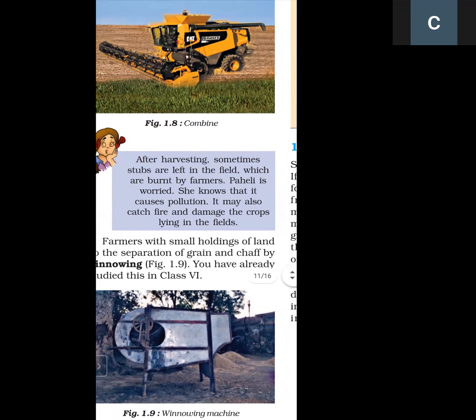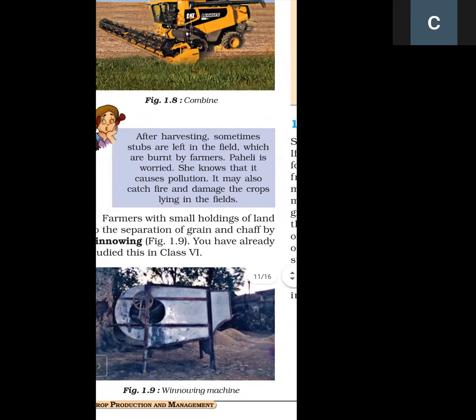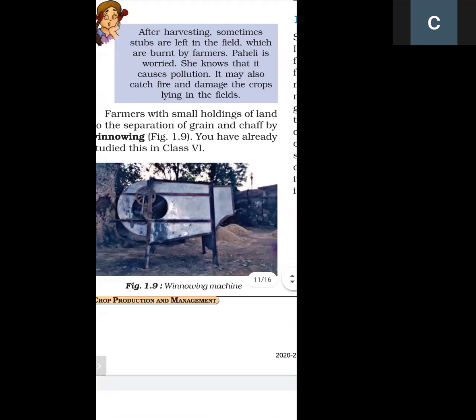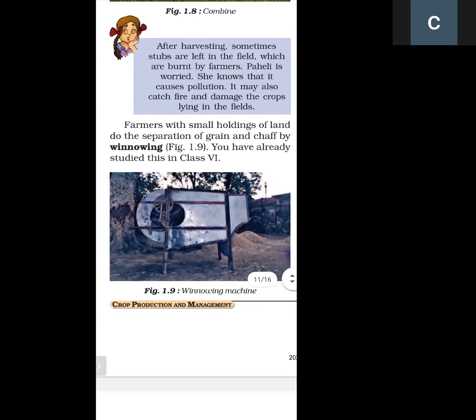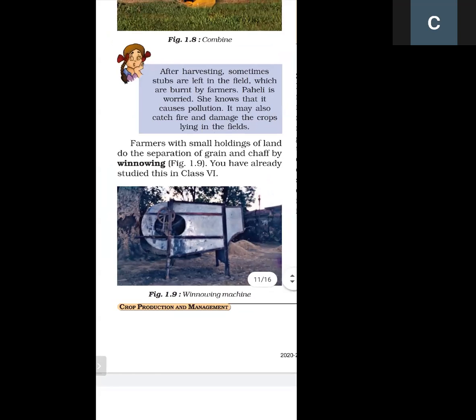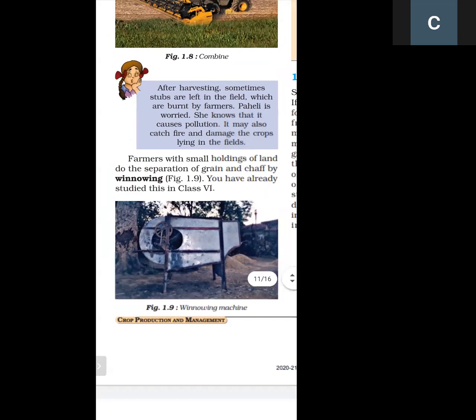Farmers with small holdings of land separate grains and chaff by winnowing, as you have already studied in class 6. What is winnowing? The separation of grain and chaff with the help of wind or a winnowing machine is called winnowing.